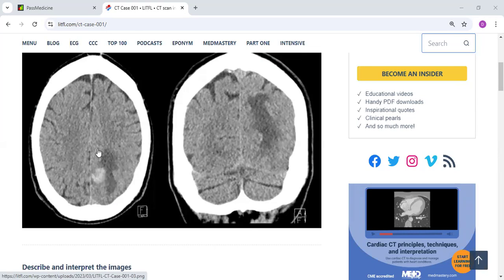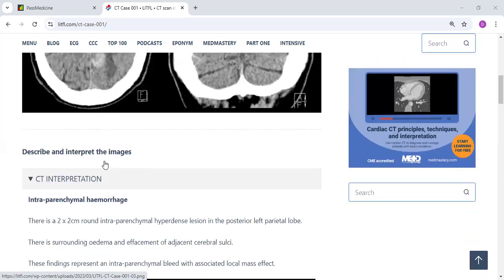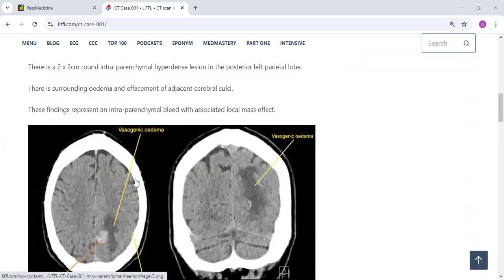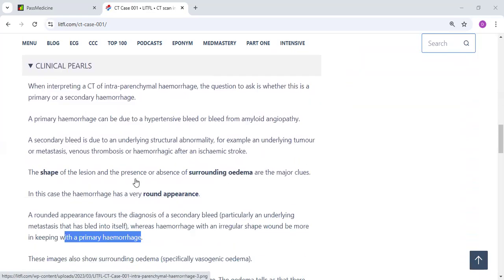Whenever you're seeing an intraparenchymal hemorrhage on the CT scan, you have to decide whether it's primary or secondary. If it's primary, it can be due to hypertension, and secondary will be due to causes like thrombosis, intraparenchymal lesions, and metastasis. Your primary hemorrhage can be due to hypertensive bleed or bleed from amyloid angiopathy. Secondary bleed is due to an underlying structural abnormality, for example a tumor, venous thrombosis, or hemorrhage after an ischemic stroke.